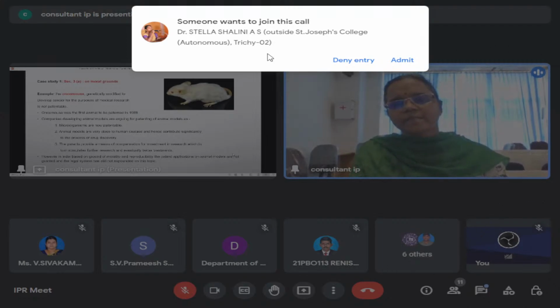This is a famous example, the oncomouse, where the cancer gene was induced into a mouse in order to study the therapeutic efficacy of cancer drugs. They induced it deliberately into a mouse, where the pain inflicted on the mouse and the moral grounds were not taken into account, and India does not provide a patent for such inventions.